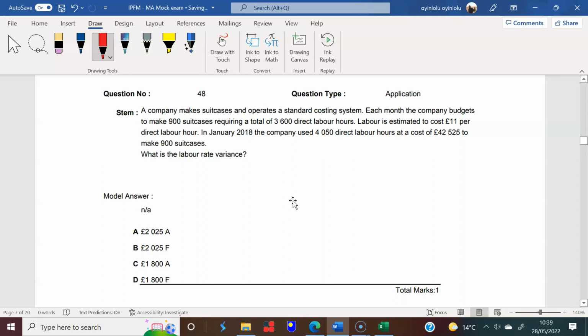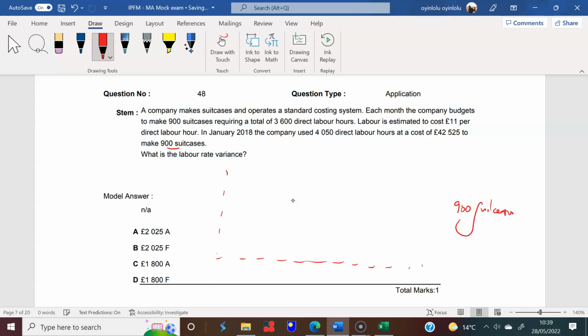This looks similar to what we were just talking about in the previous question. This is asking for the labor rate, very similar. So I can draw my graph again, and I'll see. Oh, this actually might not be as crazy. The key point here is that the plan is to make 900 suitcases. So that's good. Okay, so let's see the scenario then.